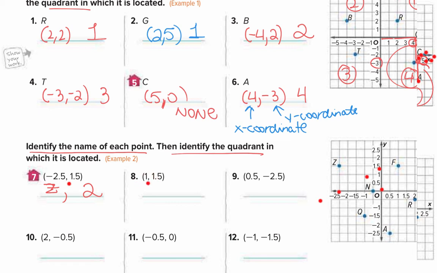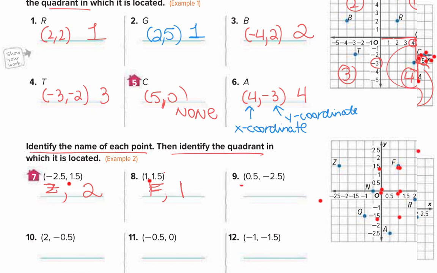Number 8, we have (1, 1.5). So we start at the origin. We go 1 to the right because it's a +1. We don't want to go to the left because that's -1. 1 to the right, so here's 1, and then we go up until 1.5. Up because it's positive. If we go down, that's -1.5. So we got to go up to 1.5. That takes us to point F. And point F is in quadrant 1, which is this section right here.